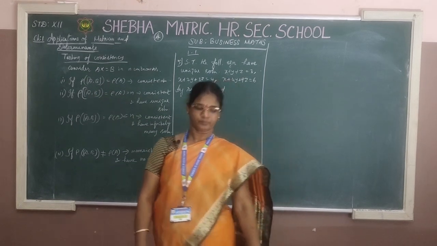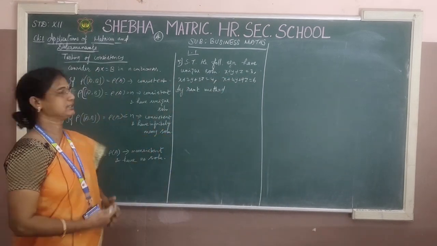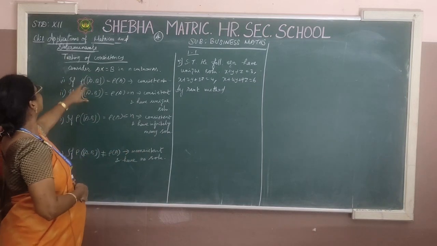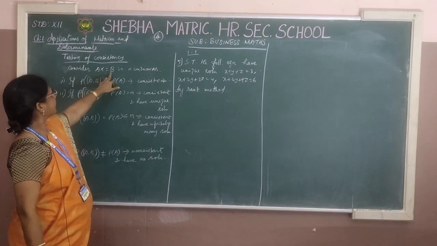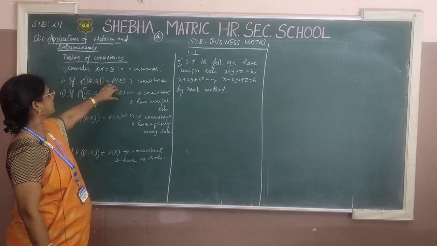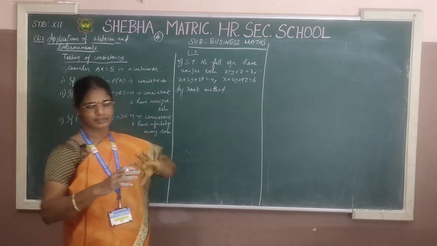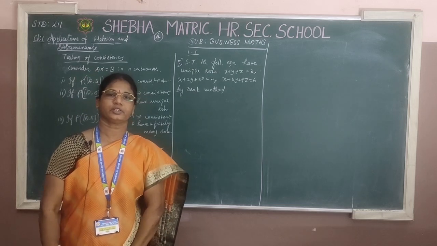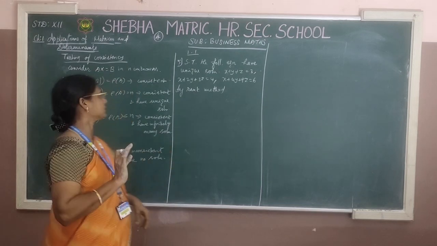Good morning children. Next we are going to see the next method in the same exercise. Before that, consider Ax equal to B in n unknowns. N unknowns means there are n equations. In our 12th standard we are going to see up to 3 equations.